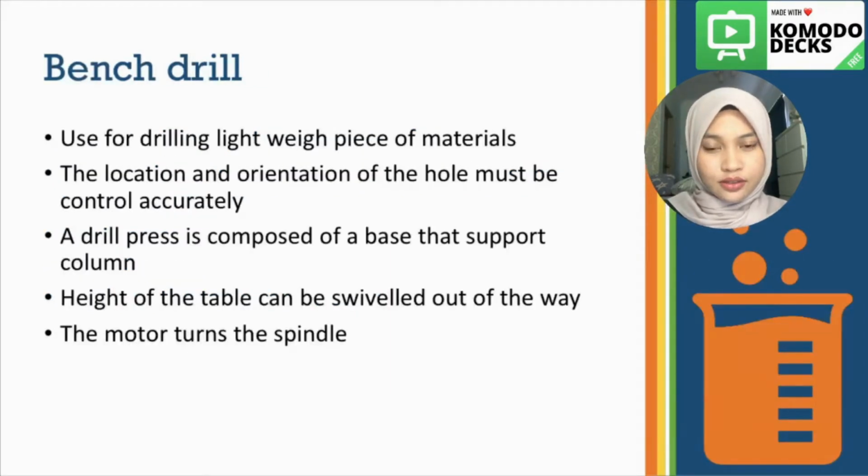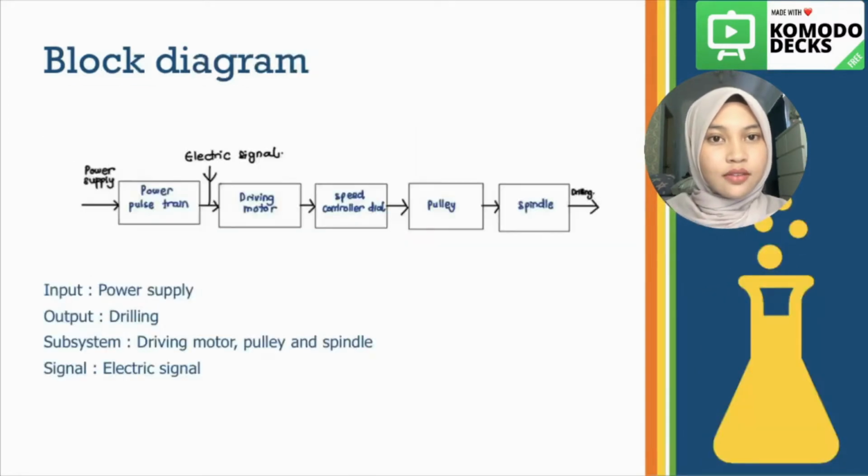For the first question, we choose bench drill. This type of drill machine is used for drilling lightweight pieces of material. For question number 2, this is our block diagram. Input is a power supply, output is drilling, subsystems are driving motor, pulley and spindle, and signal is electric signal.